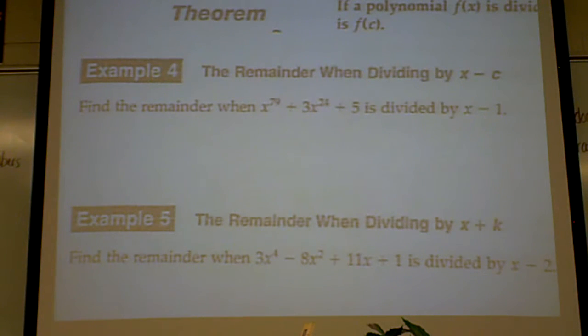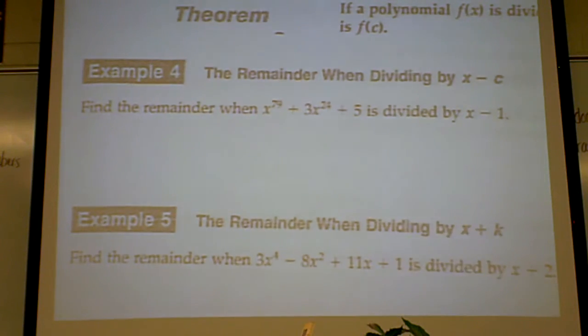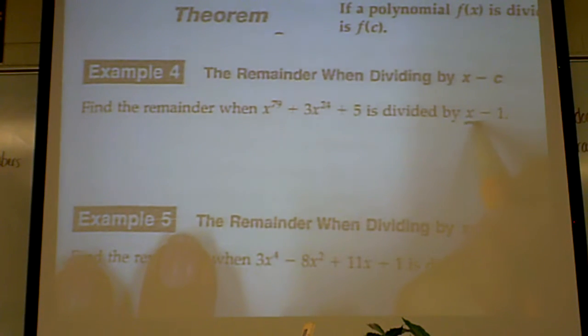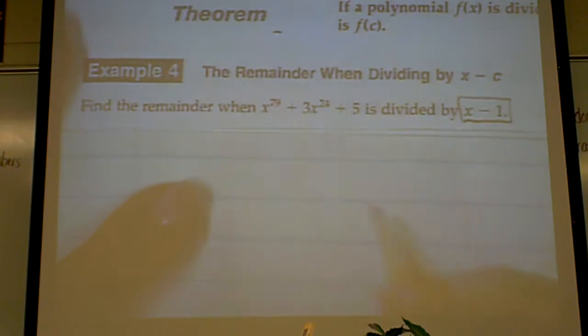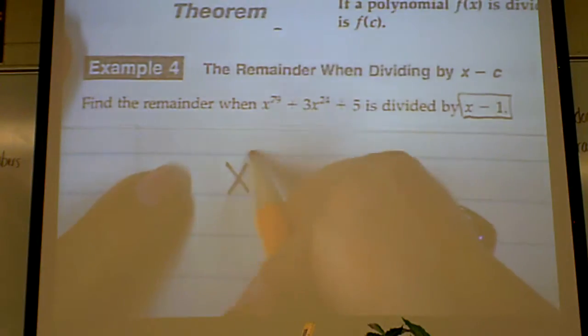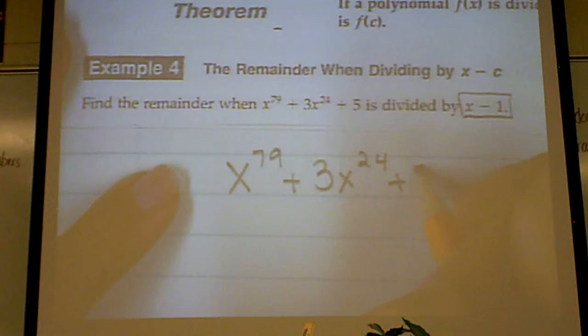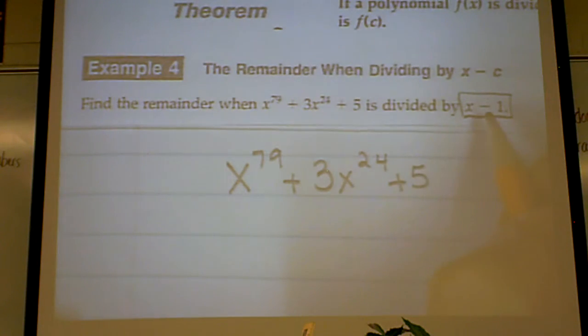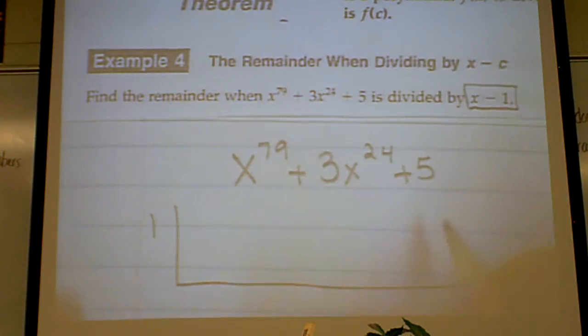Look at example 4. When your divisor, which one's the divisor? It's this right here. When the divisor has a degree of 1 and a leading coefficient of 1. So if you were taking this, isn't that crazy? x to the 79th power plus 3x to the 24th power plus 5. If I wanted to divide this into this, I could do synthetic division, right? But look what I'd have.